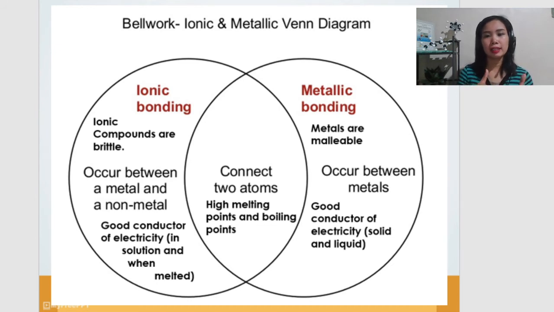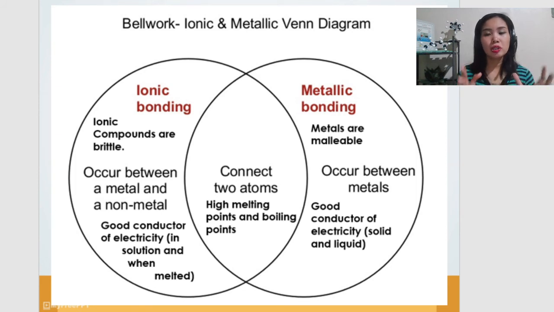Now, this time, what's the difference between the ionic bond and the metallic bond? Remember, ionic bonding occurs between metal and non-metal. With the metallic bonding, there are metals and metals. Therefore, ionic compounds are brittle, they easily break, while the metallic bonding, they are malleable.